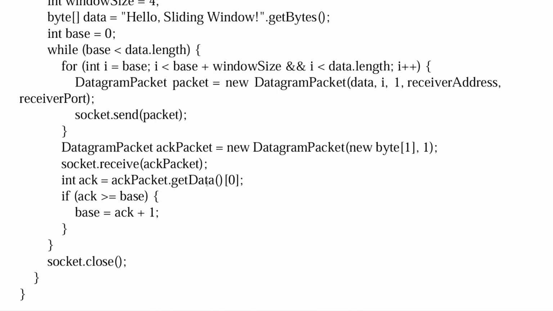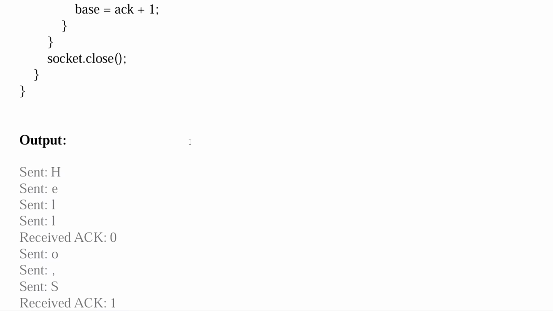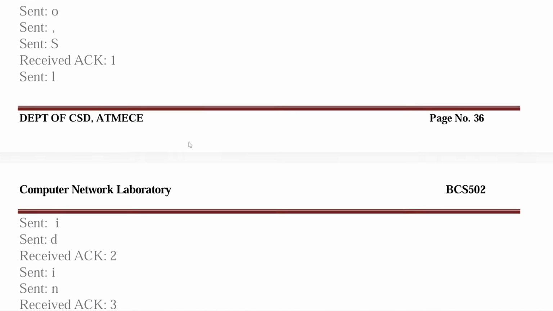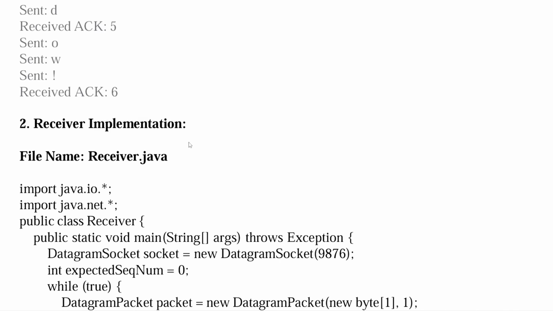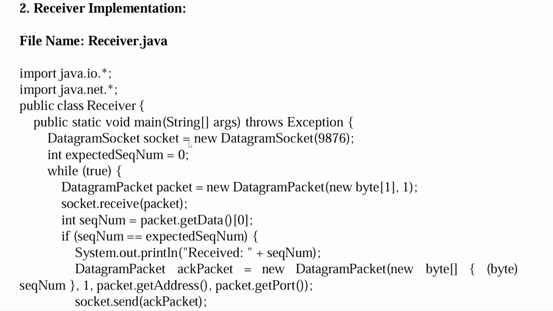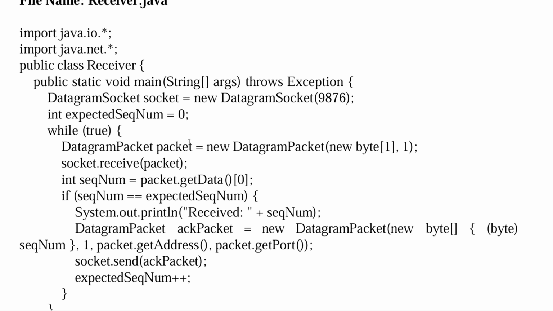The third step is create a datagram socket. So here DatagramSocket equals new DatagramSocket(9876). So here I am using the UDP socket. It must match the sender's destination port. The next step is initialize expected sequence number. So int expectedSequenceNumber is 0. It stores the sequence number expected next. It is used for ensuring in-order delivery. Initially the receiver expects packet 0.